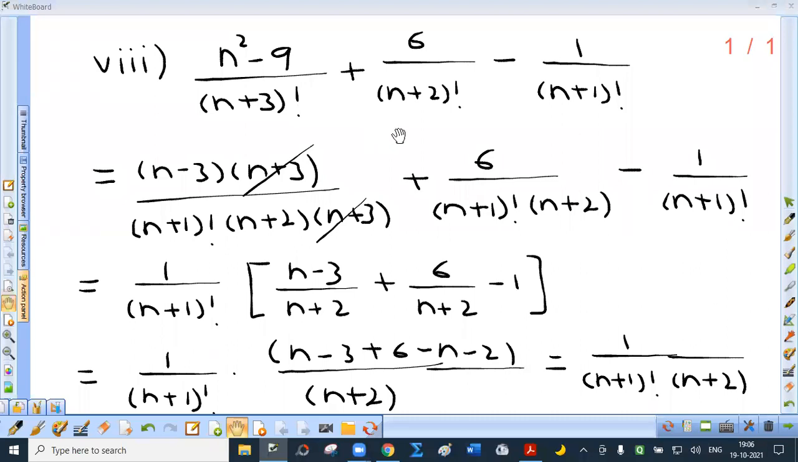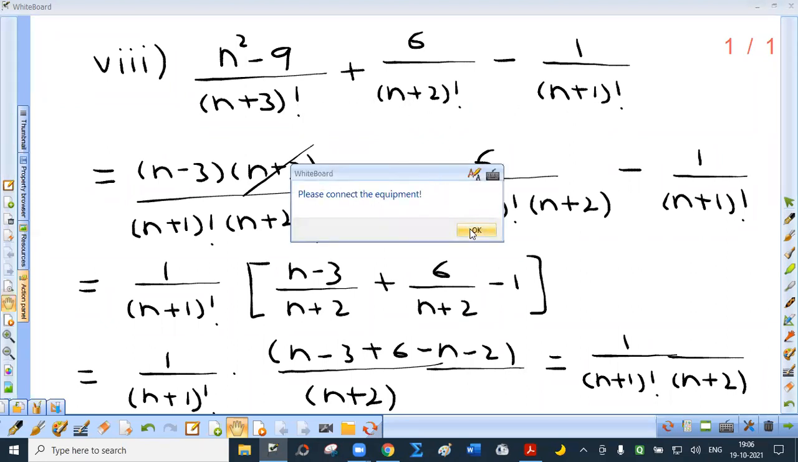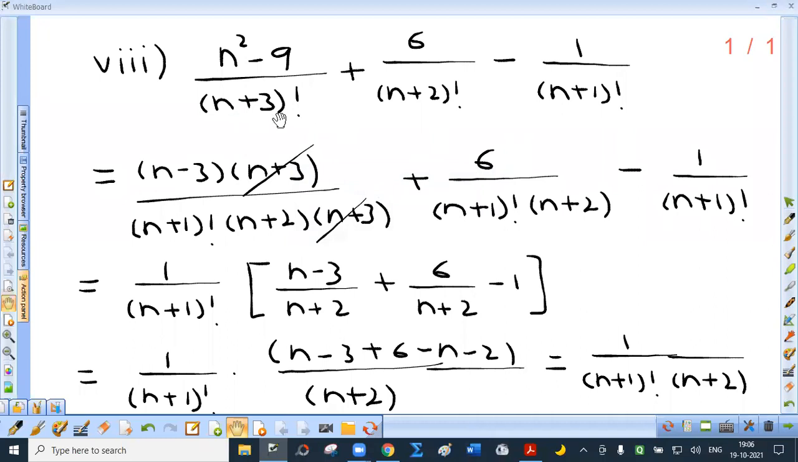Sum number 8: (n square minus 9) upon (n plus 3) factorial plus 6 upon (n plus 2) factorial minus 1 upon (n plus 1) factorial. Now n plus 1 is the smallest amongst these, so factorial of the greater can be expressed in terms of factorial of the smaller. How? (n plus 3) factorial is (n plus 1) factorial into (n plus 2) into (n plus 3). What are the factors of n square minus 9? n minus 3, n plus 3. So n plus 3 gets cancelled.